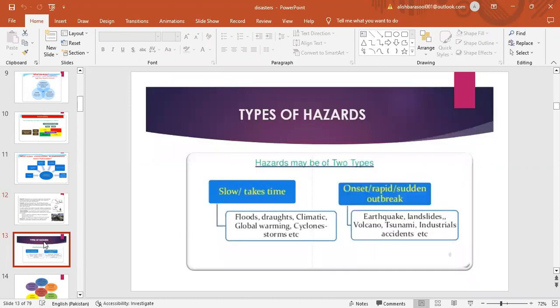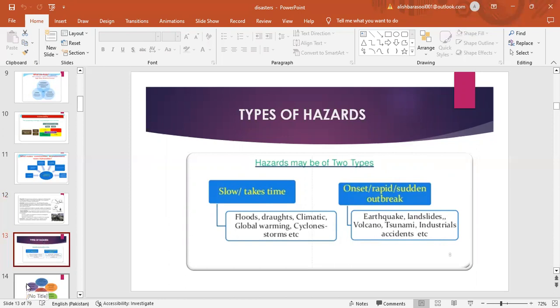Types of hazards. Hazards may be of two types: slow onset, meaning taking time; and rapid onset, sudden outbreak. Floods, drought, climatic change, global warming, cyclones, storms, etc. Earthquakes, landslide, volcano, tsunami, industrial accidents, etc.